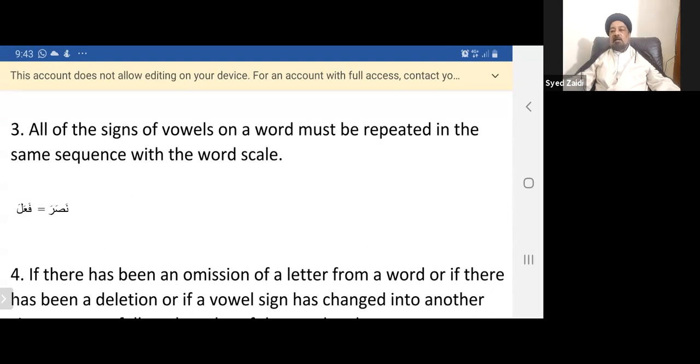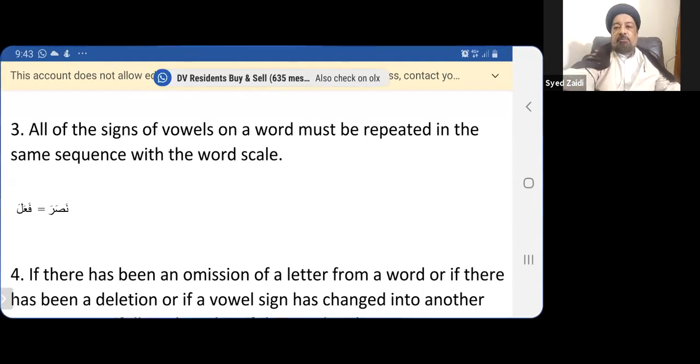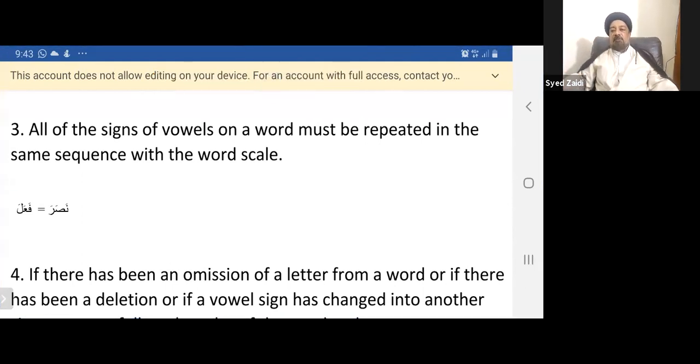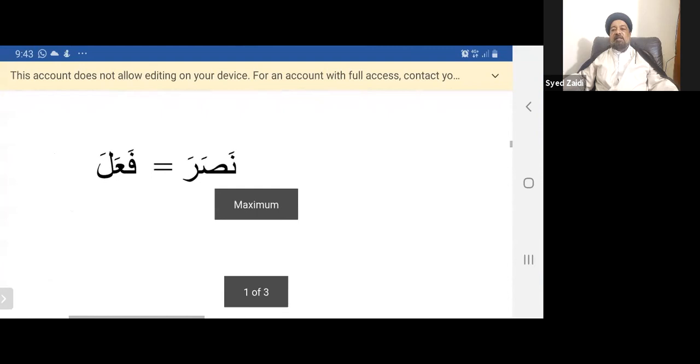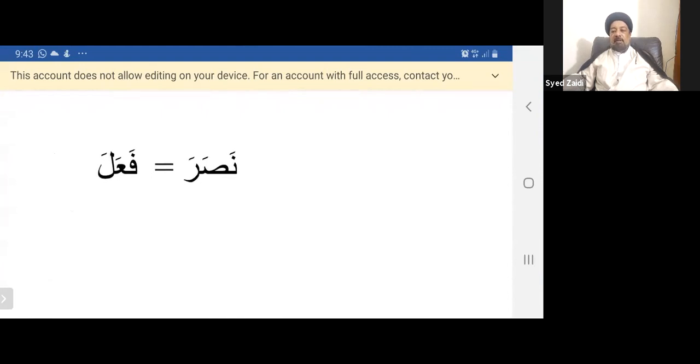And therefore, I must have written a word there as well, like you can see on your screen, I think. Yes, if you can please make it bigger. Nasara, for example. So noon has a zabar on it, or fath. In Urdu you say zabar. In Arabic you say fath. So noon is maftuh, sad is maftuh, and ra is maftuh. Therefore, fe, ain, and lam all have to bear the same signs as the word that you see in nasara. That is rule number 3.